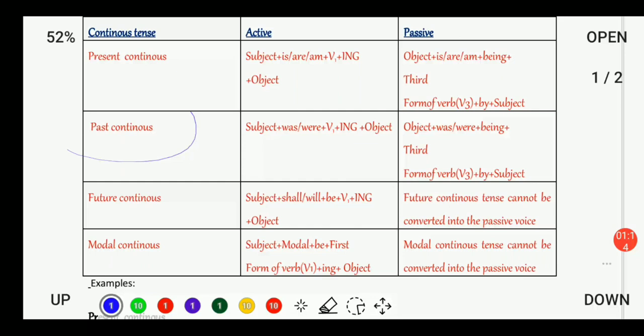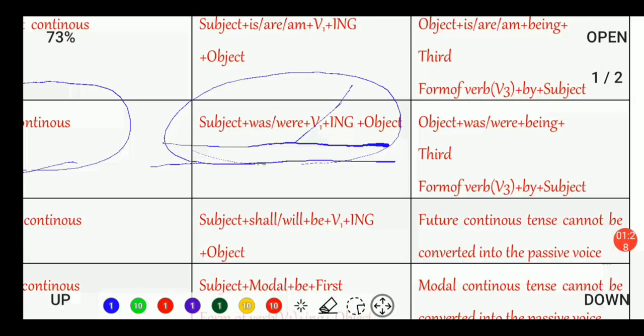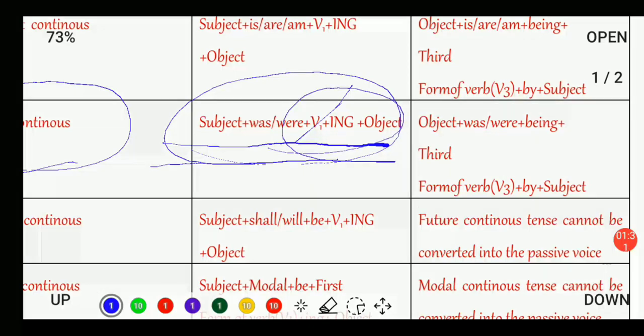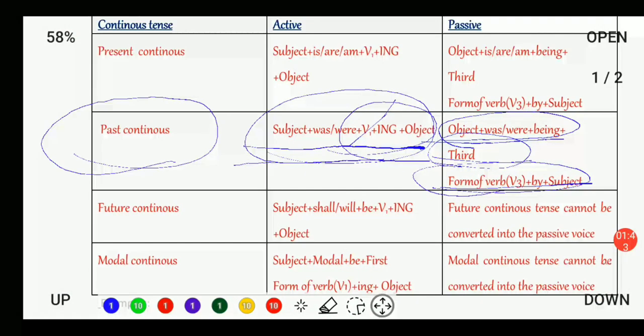Now the rule for the conversion of the past continuous to the passive form. The basic formula for past continuous in active form is subject plus was/were plus the ing form of the first form of verb, then the object. This formula in the passive form will become: object plus was/were plus being plus third form of verb plus by plus subject. This is the formula in the past continuous.